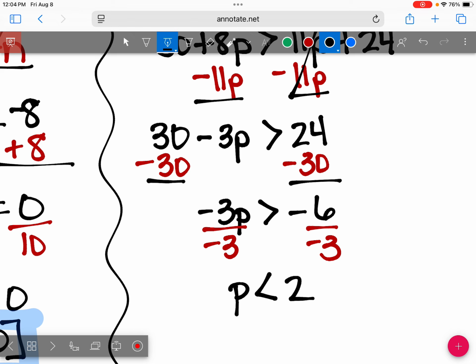Okay. So you probably had negative 2p. So yours looked like that. Okay, same thing. So this means 2 is greater than p, which is the same thing as saying p is less than 2. So both of those are right. And how would you write this in interval notation?